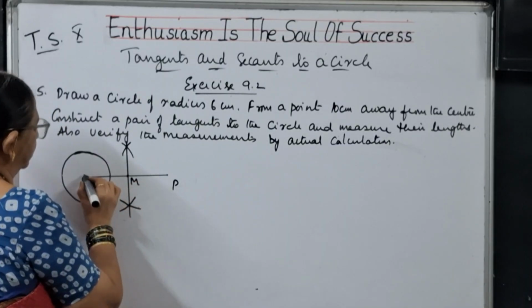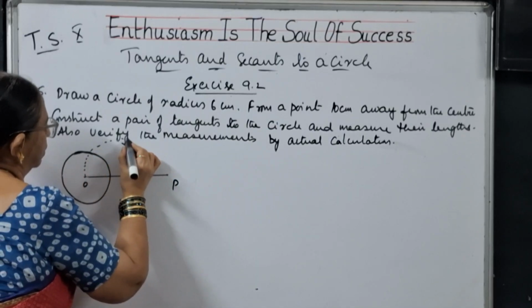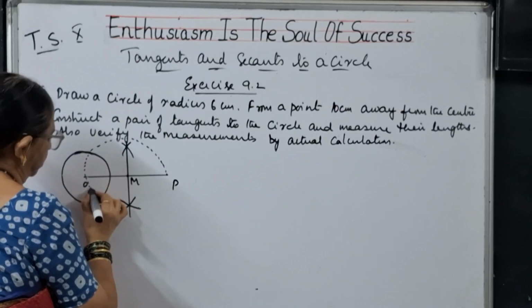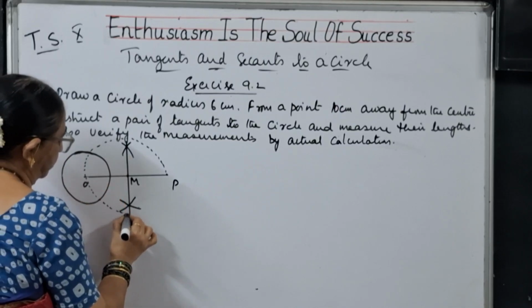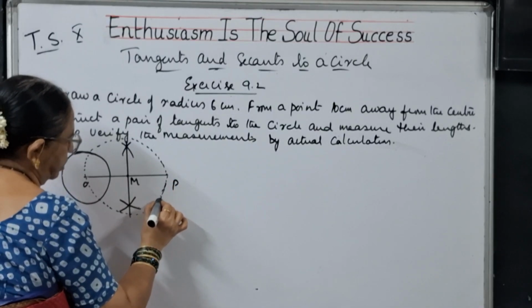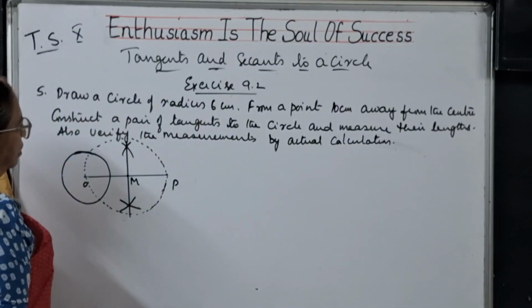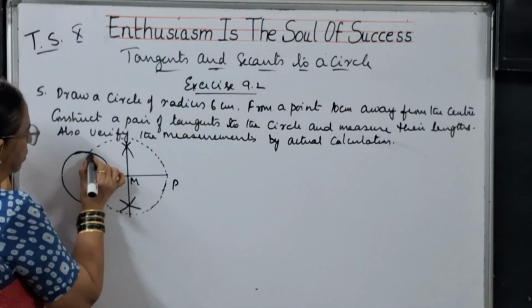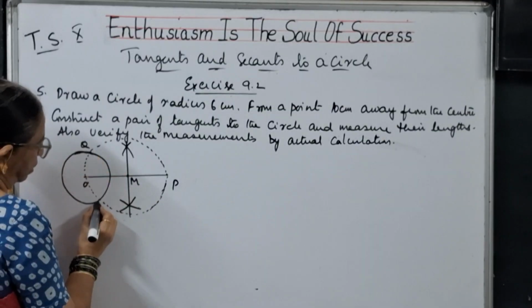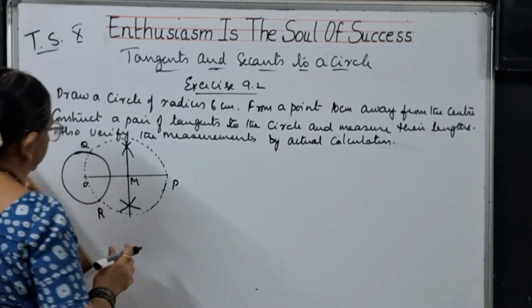Now M as a center, OM as a radius, you have to draw a circle like this. The circle goes on in this way. Like this, you will be getting a circle. Please do it by using instruments, children. Now, let me call the points where this circle is intersecting Q and R.